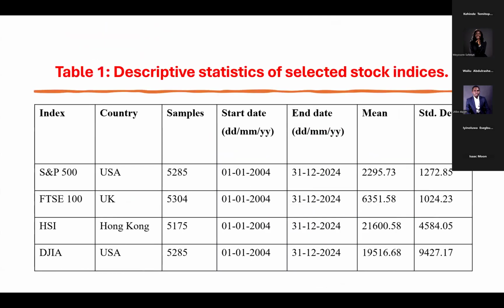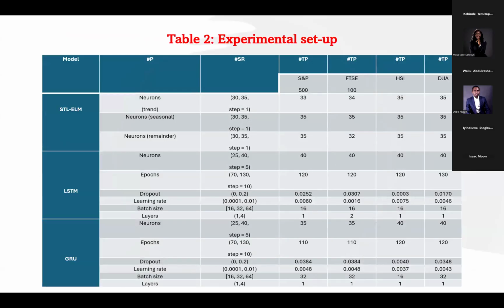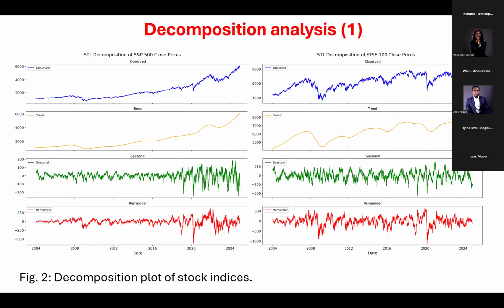We collected data of four major stock indices in the world: S&P 500 in the United States, FTSE in the UK, HSI in Hong Kong, and DJI in the USA. All these major stock indices are of developed markets, or what we call mature markets in the world. So we set up our experiment using all these parameters. And after we fit our data, we see how the decomposition and the pattern look.